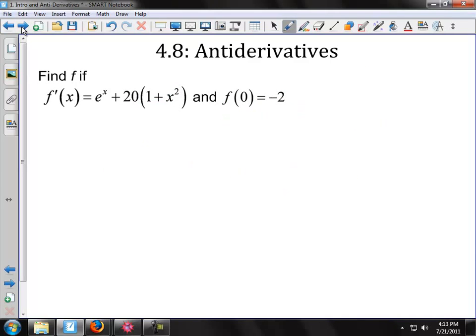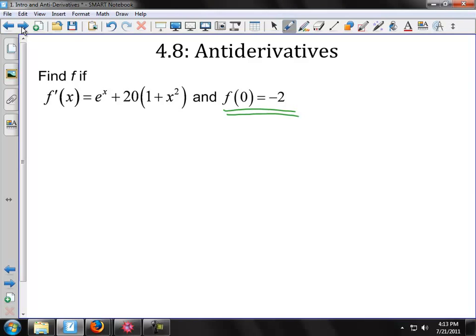Here's another example. This time they give us a point. So the difference with this example is we're not going to have that plus c when we're done. We're going to have an actual number instead. We're going to be able to find the particular antiderivative that they're talking about.